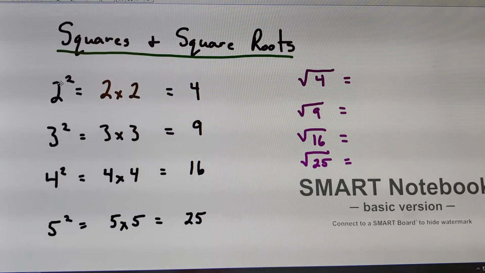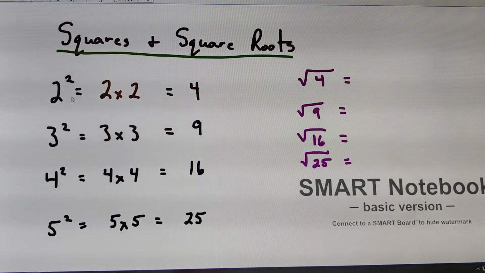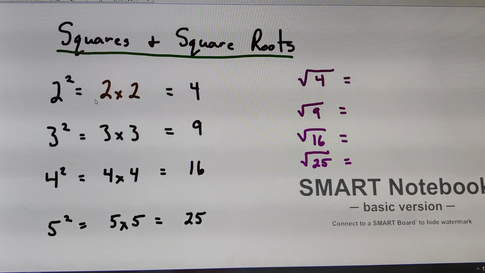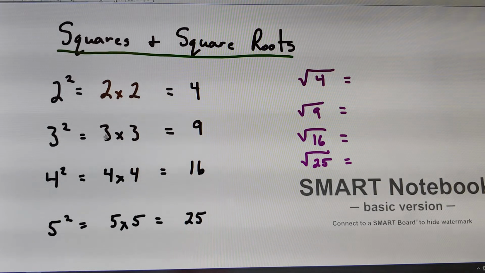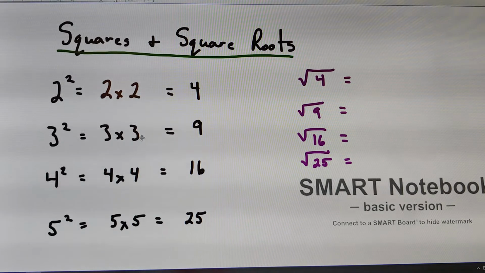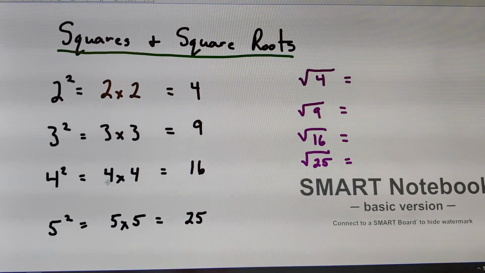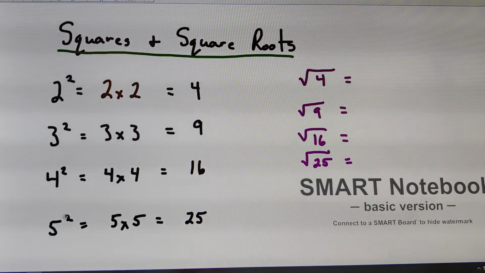So when we see 2 to the exponent 2, we could say that's 2 squared. And we know that that means 2 times 2, which is 4. Then if we're just going through some of the other common squares, 3 squared means 3 times 3, which is 9. 4 times 4 is 16. 5 times 5 is 25.